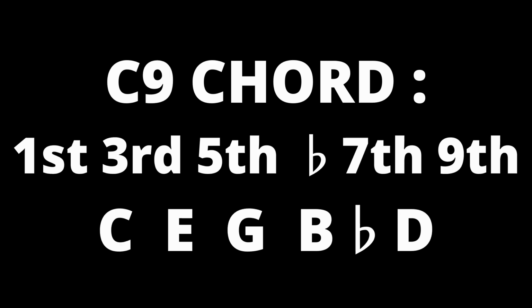As we discussed earlier, the 9th note is D. Therefore, to create a C dominant 9th chord, we take the C dominant 7th chord notes and add the 9th note, which gives us C, E, G, B flat, and D. Let's have a listen to C major, C dominant 7th, and C dominant 9th played after one another to appreciate the difference.